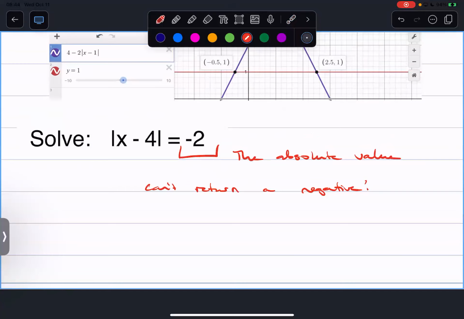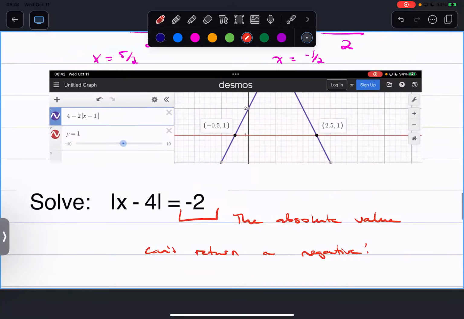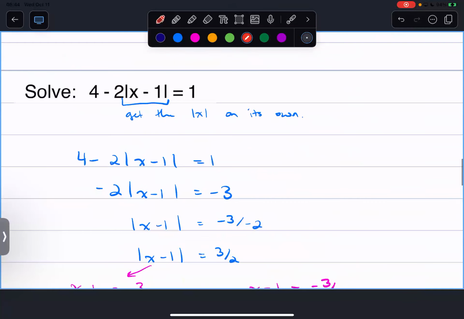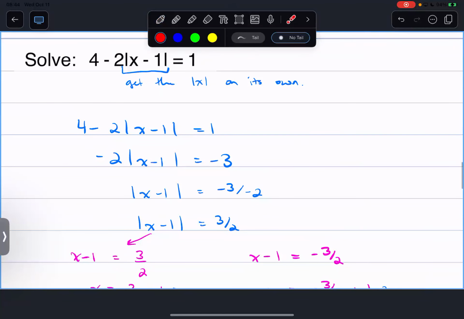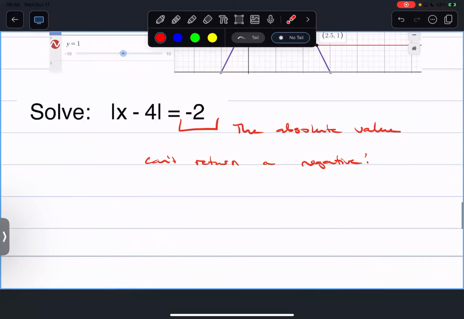How's that different from the last one? We had a negative at one point, right? We said, okay, if I have 4 minus 2 is equal to 1, I ended up with -3 on this side, but I still had something to bring over and I still ended up at a positive value. And so that's one of the things that you want to keep an eye out for, is that the absolute value has to return a positive value. If it doesn't, then what? There are no solutions. There's no value of x that can make a -2.